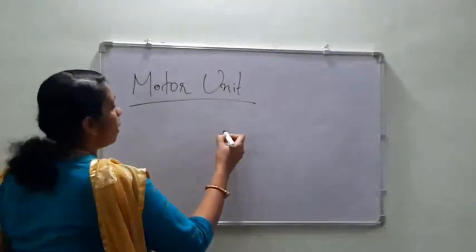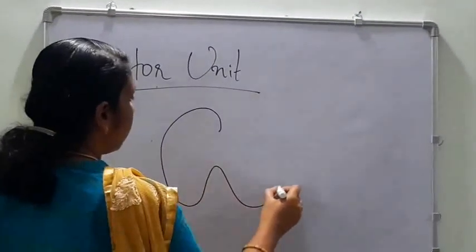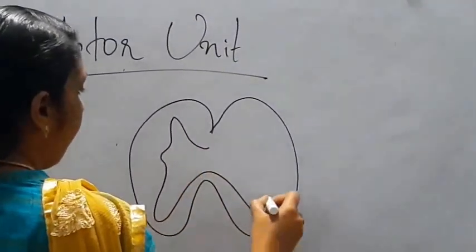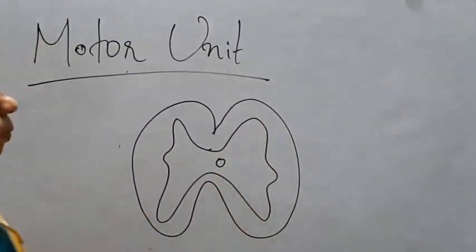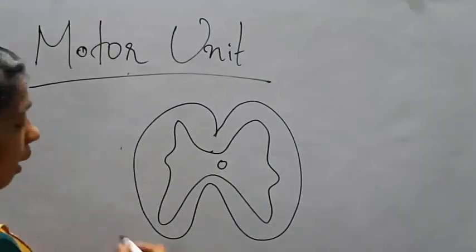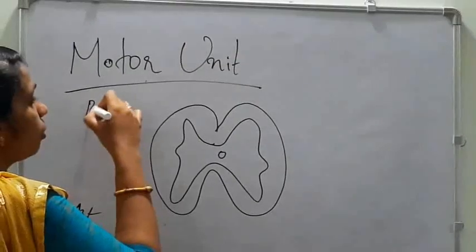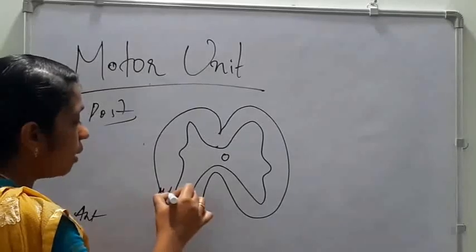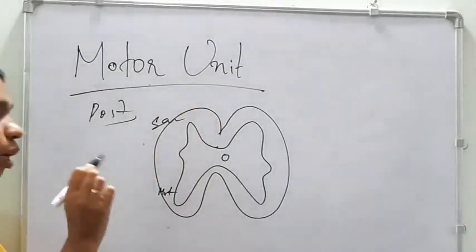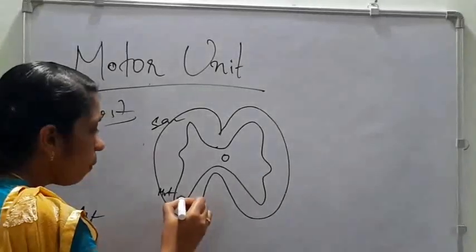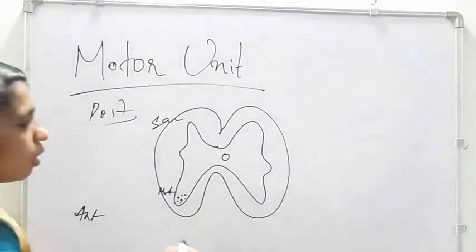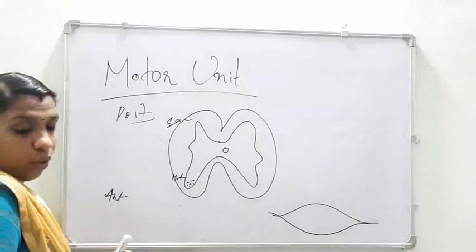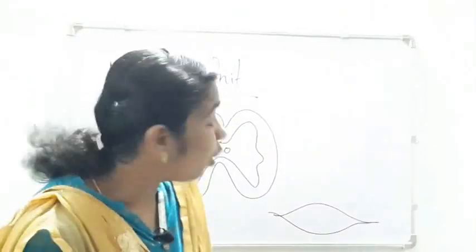So suppose this is the spinal cord, and this is the anterior part and this is the posterior part of the spinal cord. Anterior is concerned with movement, and posterior is concerned with sensory, is it not? So this is the anterior horn cell, and this is the muscle. From the anterior horn cell comes the lower motor neuron.